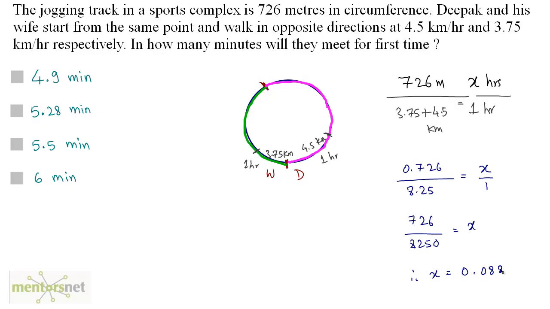you'll get 0.088 hours. Now you want this time in minutes, so you have 0.088 hours. In order to convert this into minutes you'll have to multiply it by 60 because 1 hour is 60 minutes, and that will come out as 5.28 minutes. So our answer is option B.